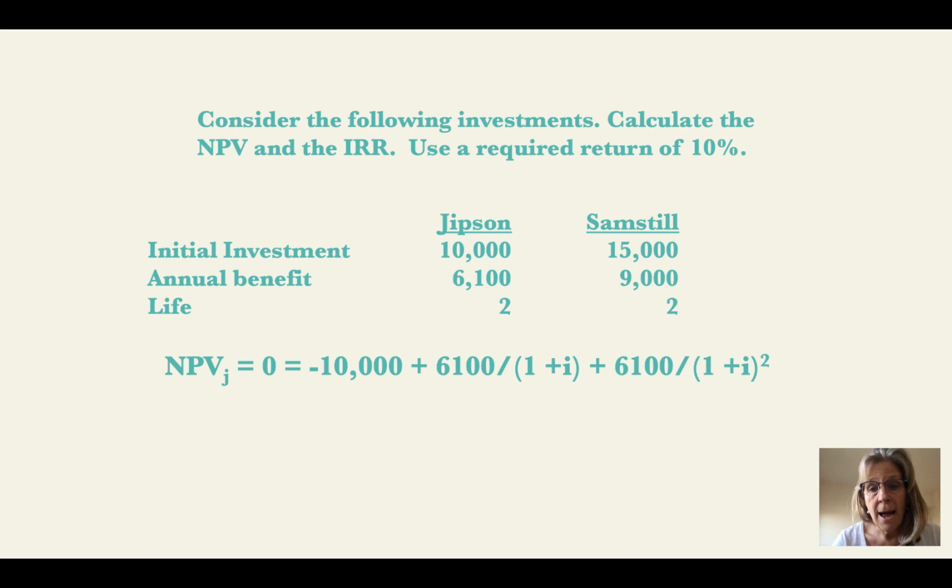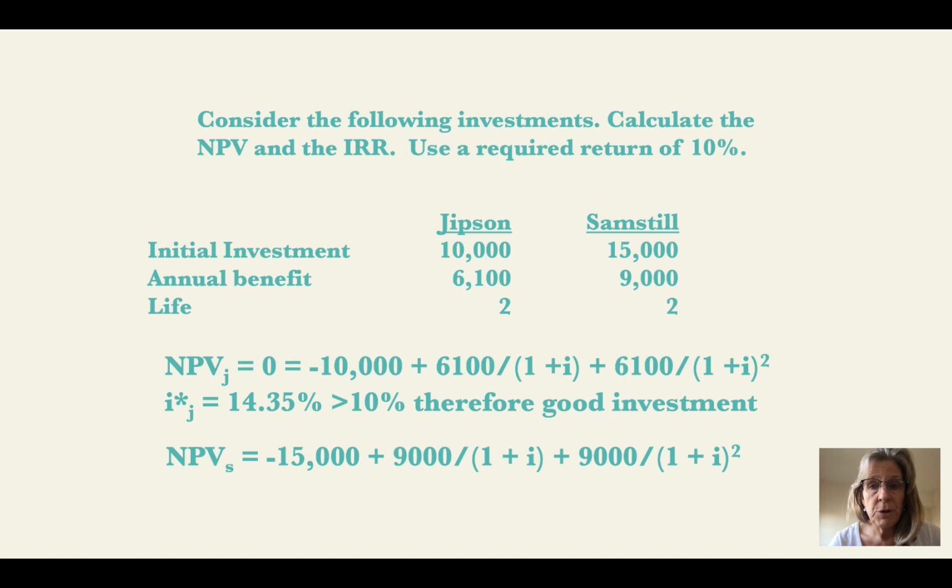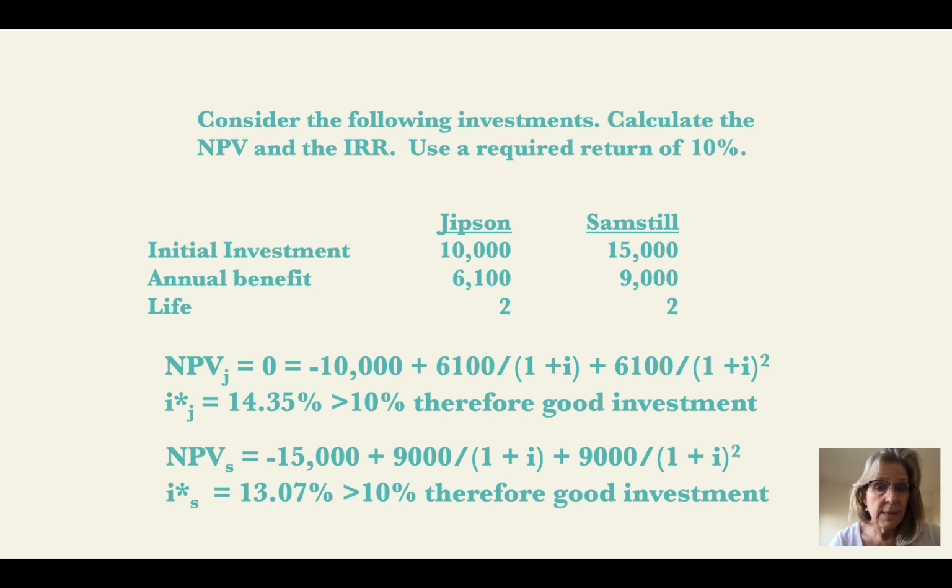In this case, I is an unknown, and we set it equal to 0, and we solve for I star, and we get 14.35%, which is greater than 10%. So we know Gibson is a good investment on its own. And then the internal rate of return for the Sam Still calculates out to 13.07%. And we know that is greater than 10%. So they're both good investments.